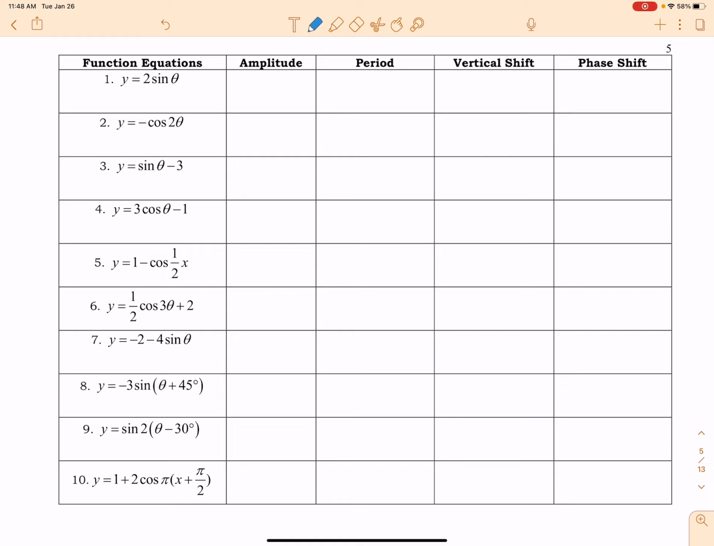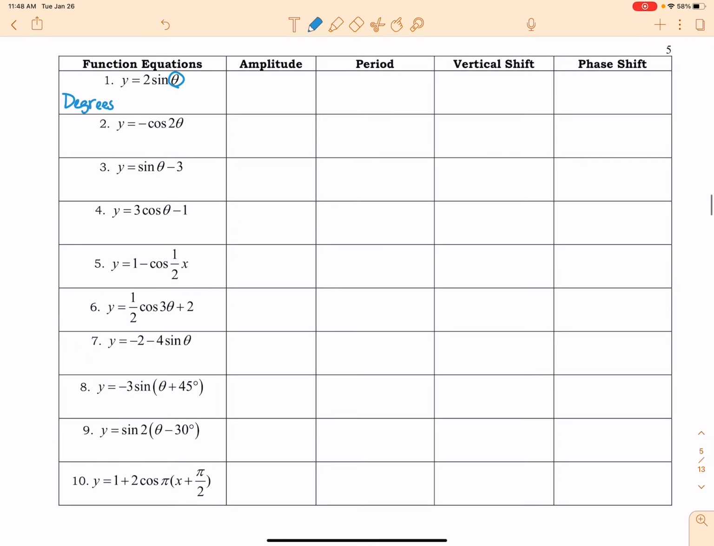The very first one we have is y equals 2 sine theta. The first thing I notice is that I've got theta here. That means we're dealing with degrees. So when we get ready to graph, your x-axis will be labeled in degrees as opposed to radians. We do not have a negative anywhere in this problem, so there is no reflection.